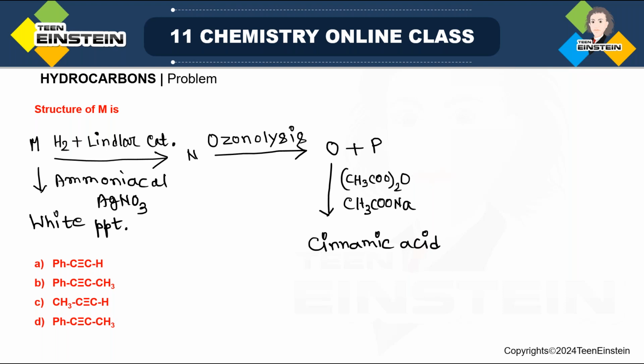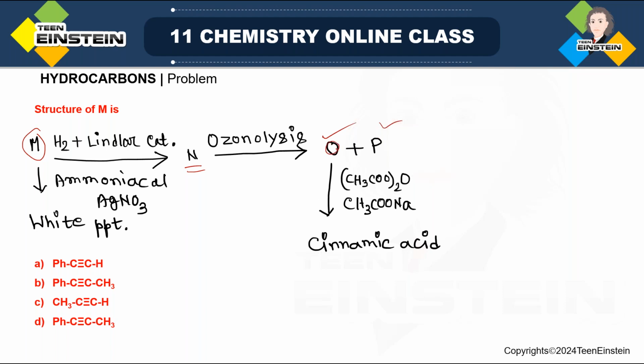So in this question, sorry for my handwriting, but probably it is understandable what is written. M is written. Okay, so when M is treated with hydrogen and Lindlar catalyst, you are getting product N. When N undergoes an ozonolysis reaction, there is formation of O and P. We know ozonolysis means what? When there is a CC double bond, you get two different carbonyl compounds from both sides, right? So that is why O and P.